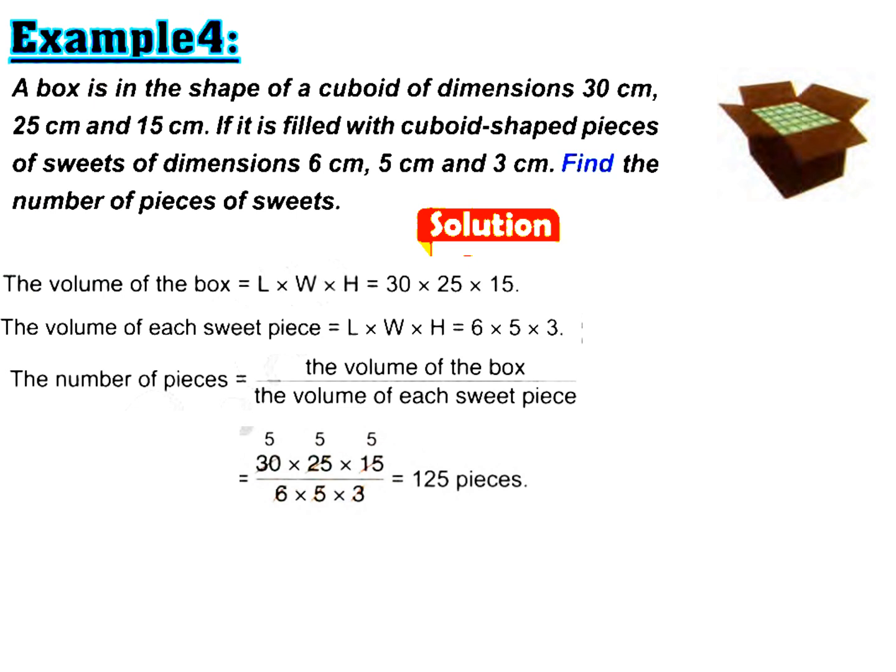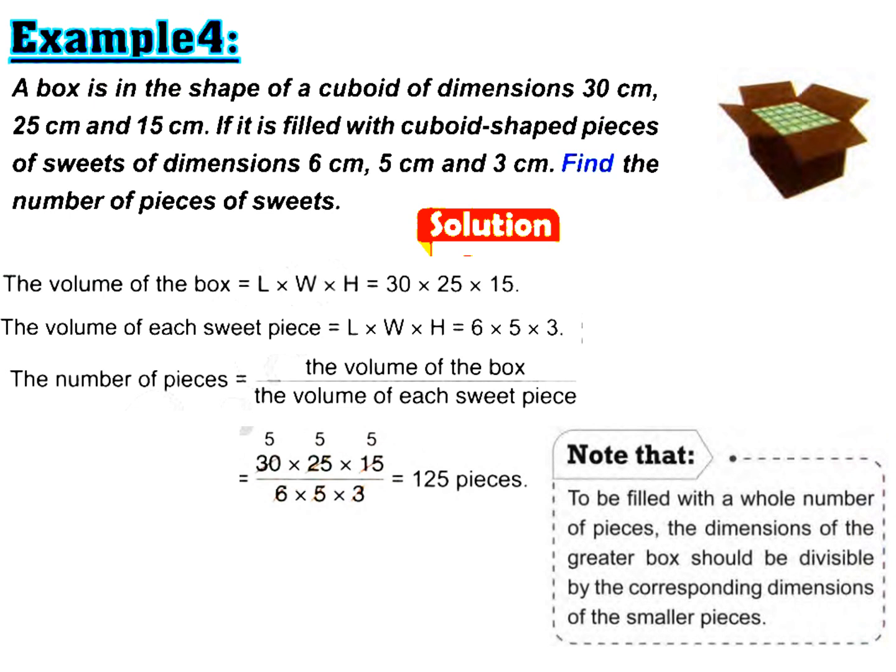Again, firstly I will get the volume of the box and the volume of each sweet, and divide the volume of the box, which is the greatest volume, by the smallest volume, which represents the volume of the pieces of sweets. It will give me 125 pieces. Note that to be filled with a whole number of pieces, the dimensions of the greater box should be divisible by the corresponding dimension of the smaller pieces. This means that you can divide the greater volume by the smallest volume.